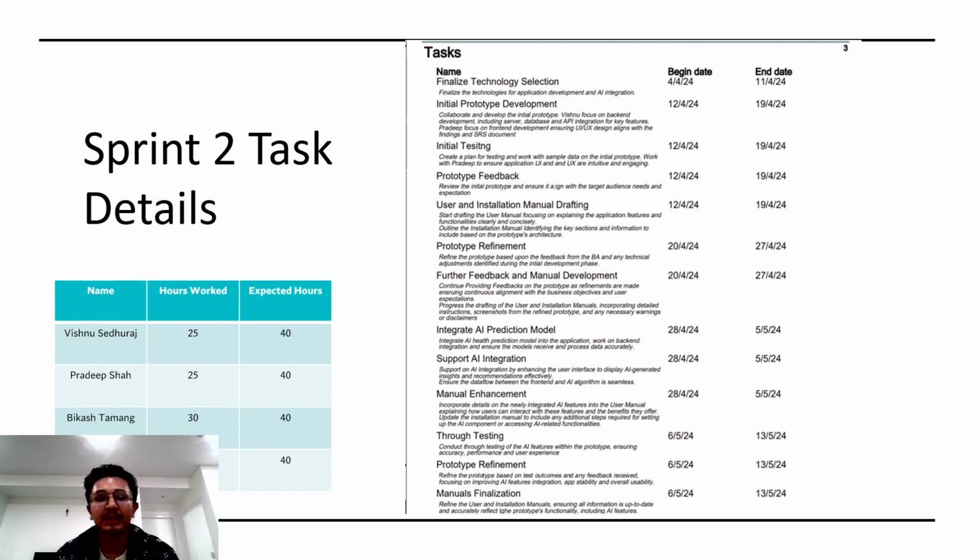On the right side, we have the tasks that we had assigned for ourselves for Sprint 2, and on the left we have the number of hours which was expected, which differs from the number of hours worked because we ran into some problems.